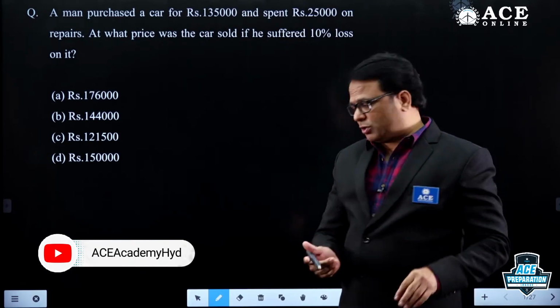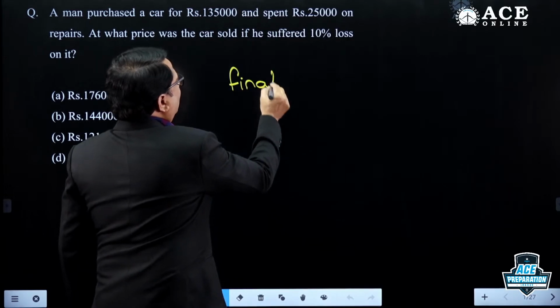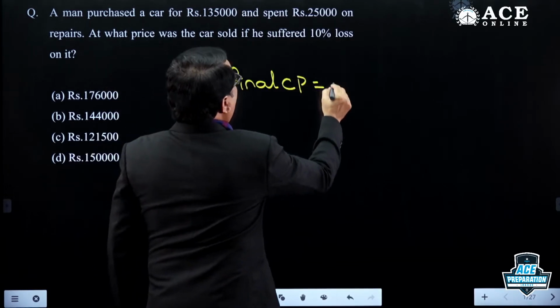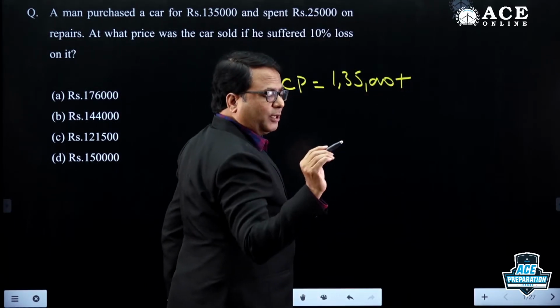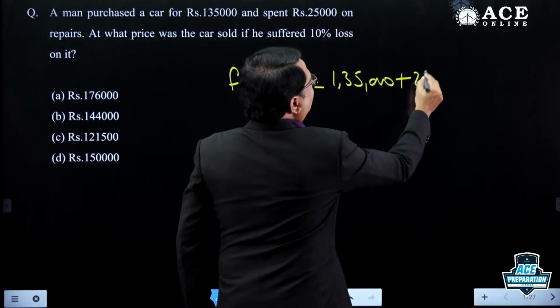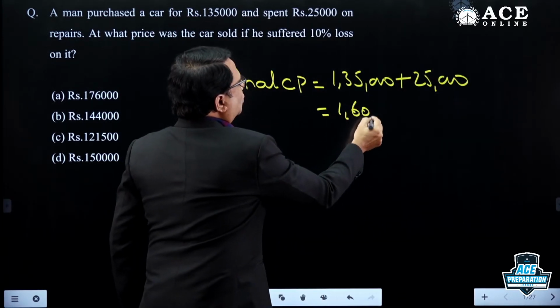So what is the final cost price? So I write here, final cost price. Final cost price is 1,35,000 plus the money spent on repairs, which is 25,000. That will give you 1,60,000.